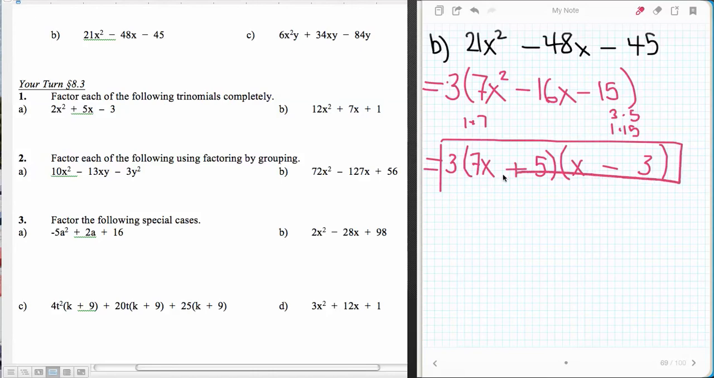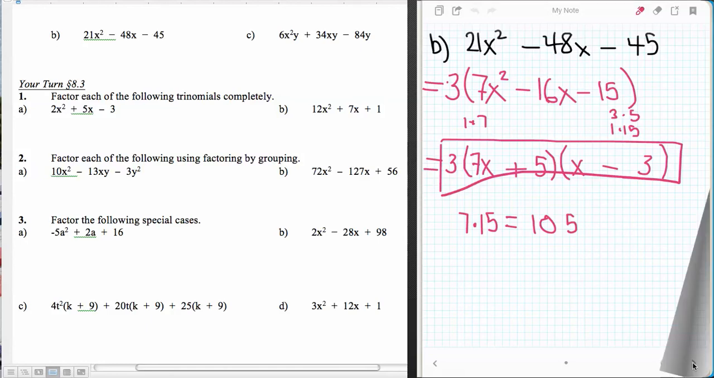Now the other option, remember, was for me to have multiplied the 7 times the 15, and that's going to give me 105, and then find all the factors of 105. And then the one that will work is to rewrite 16 as 21 times 5. And that would be our difference there. So that would be the other jumping off place.